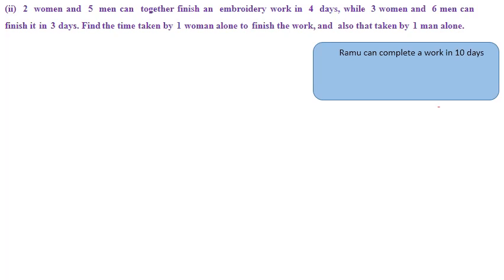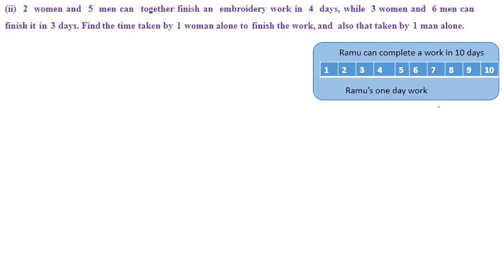The example is: Ramu can complete the work in 10 days. His 10 days of work I am dividing into 10 parts by using numbers 1 to 10. So how do we find his 1 day work? It is quite simple. Ramu's 1 day work is 1 part out of 10 parts, that is 1 divided by 10.